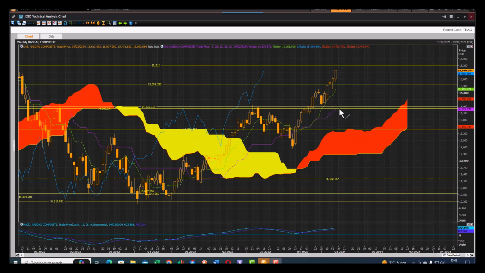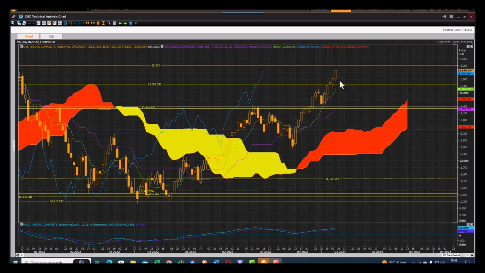So this standard line is expected to provide support. The downside support target is this 14,375 for this quarter, and we could see a consolidation back to test this 15,381, but only if we start to see a sell-off coming through at the 16,212 upside resistance target.